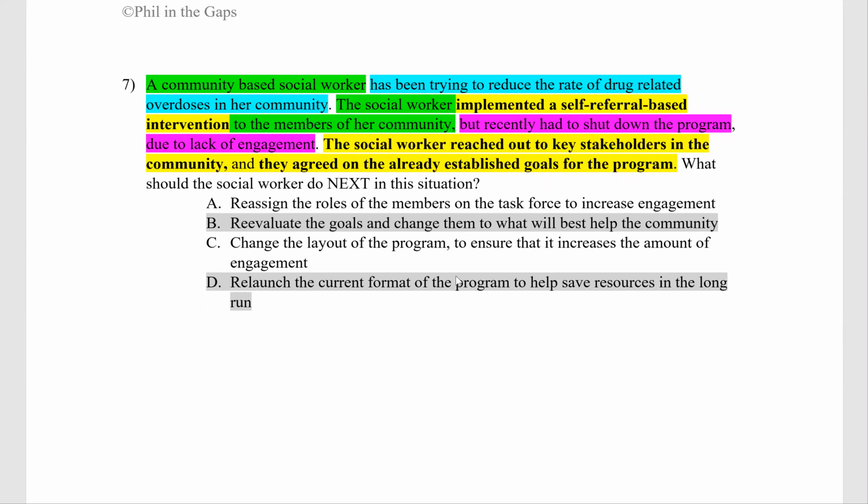So now we're in between A, reassign the roles of the members on the task force to increase engagement, so do we want to blame our task force team, or do we want to go with C and change the layout of the program to ensure it increases the engagement?